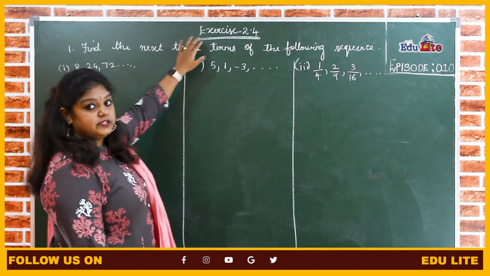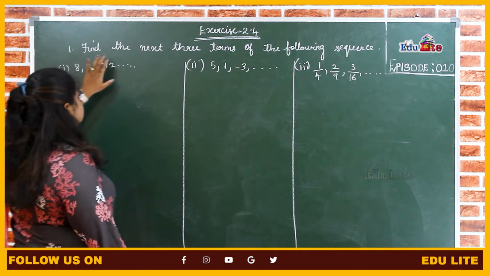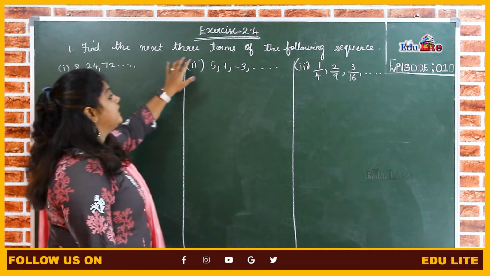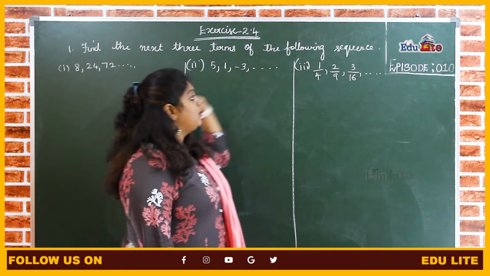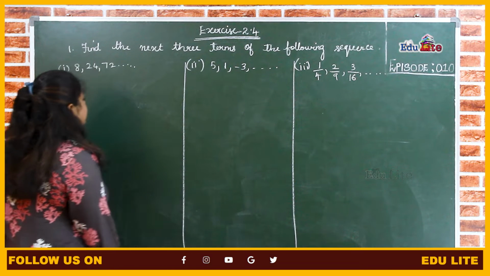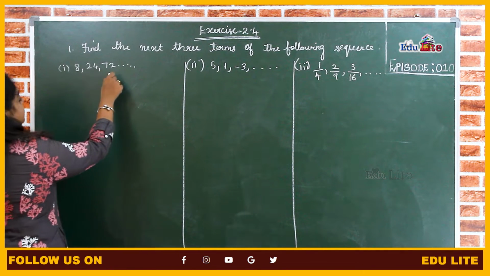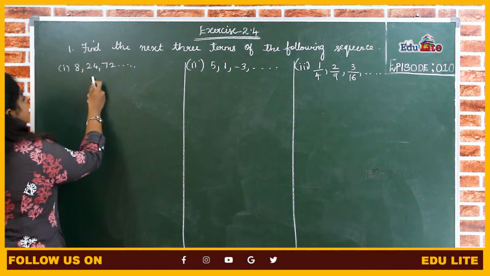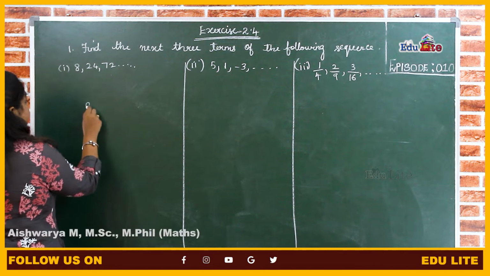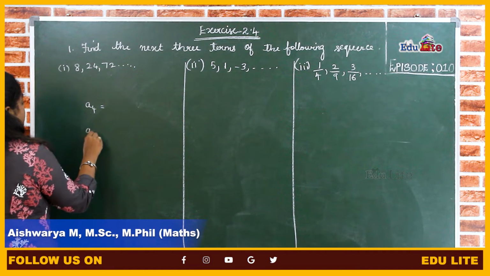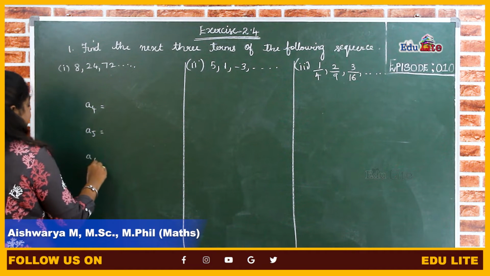Now we are starting with exercise problems, exercise 2.4. First problem in this is we have to find the next three terms of the following sequences. We will do it one by one. So first three terms are given, that is A1, A2, A3. We need to find A4, A5 and A6.